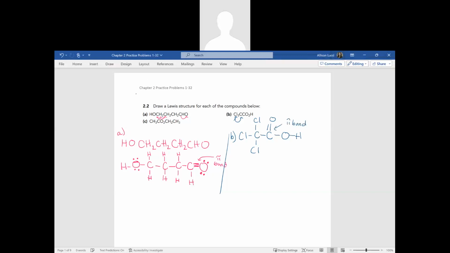So the last thing we need to check for would be lone pairs to complete our octet, and those would be on both of the oxygens. And then the chlorines, right, they would have 6 valence electrons that we need to fill in, so 3 lone pairs that are missing. And this would be our Lewis structure for molecule B.